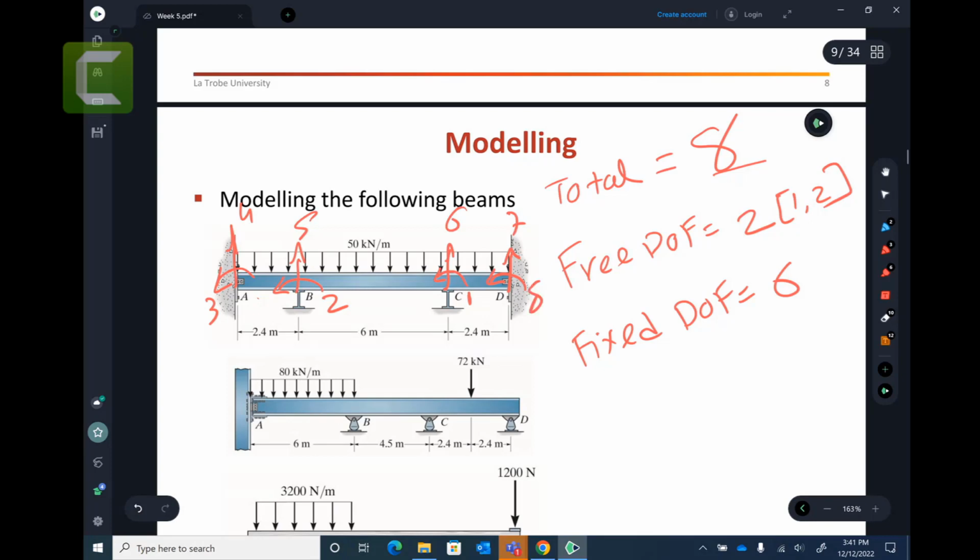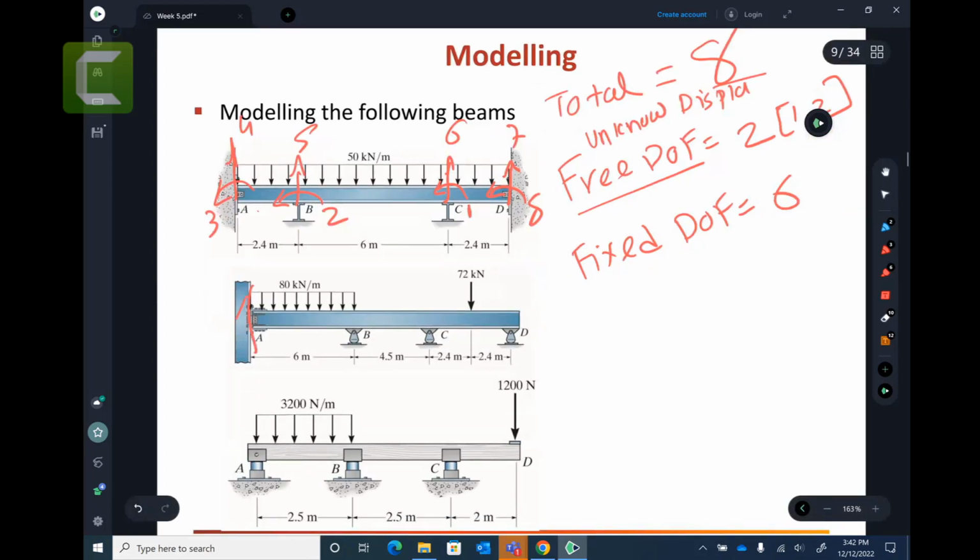There are no rules about which numbers go first. But when you put the numbering, the free degrees of freedom, which are also known as unknown displacements or unknown degrees of freedom, you need to put as 1 and 2. And the remaining fixed degrees of freedom, you can put randomly. Okay, now let's say here again, this one is fixed, this one is roller, this one is roller, this one is roller.